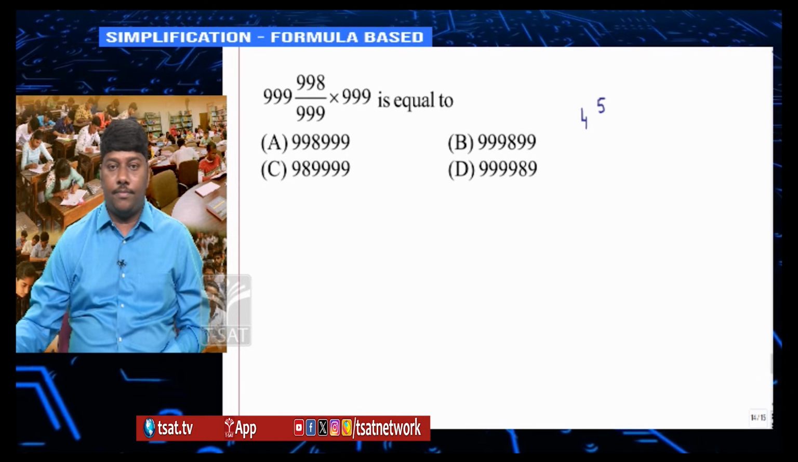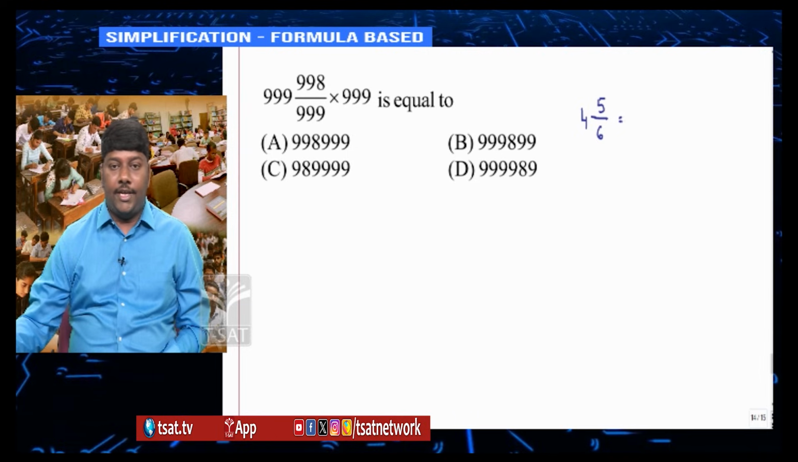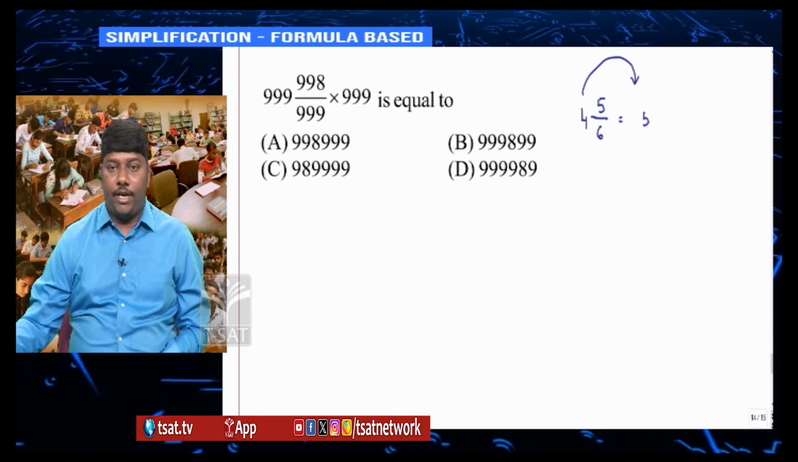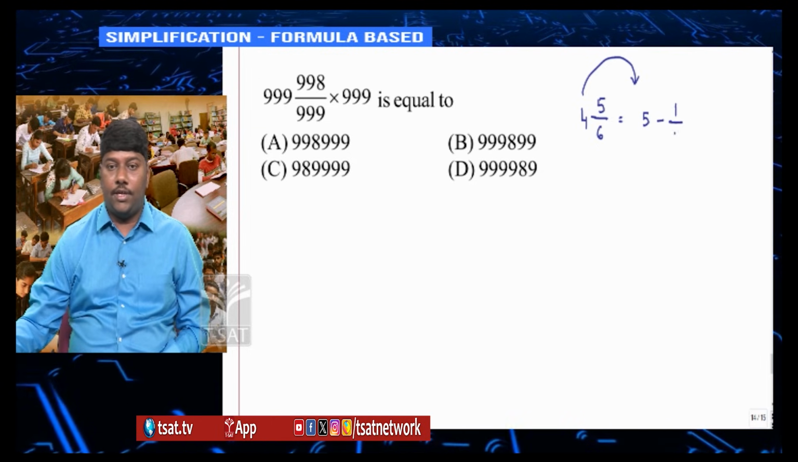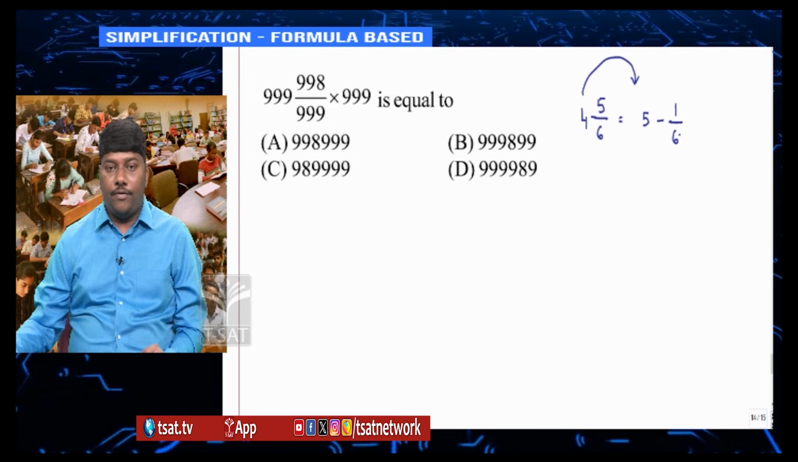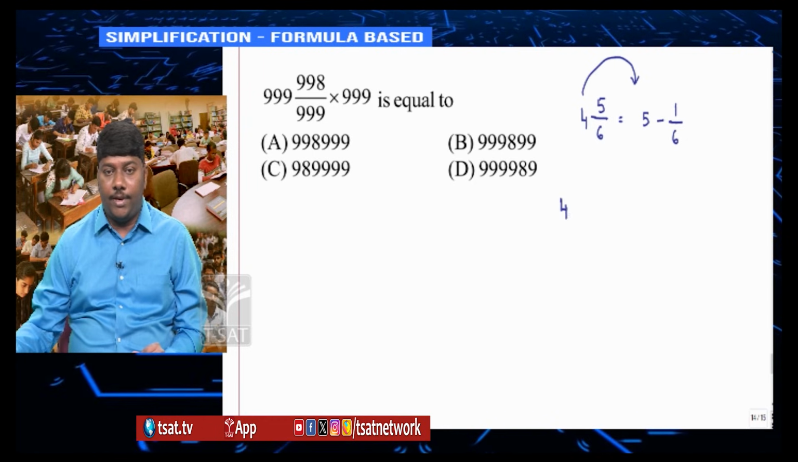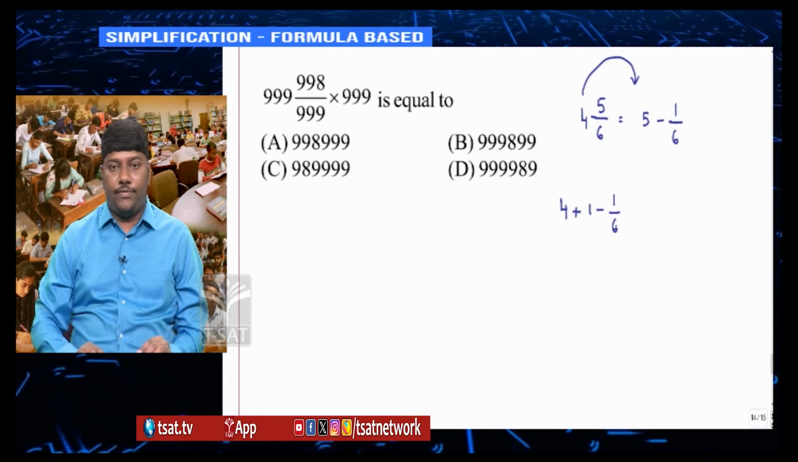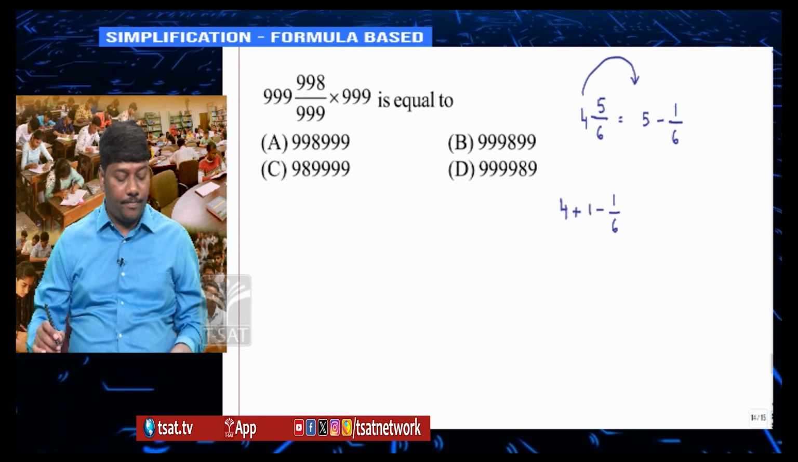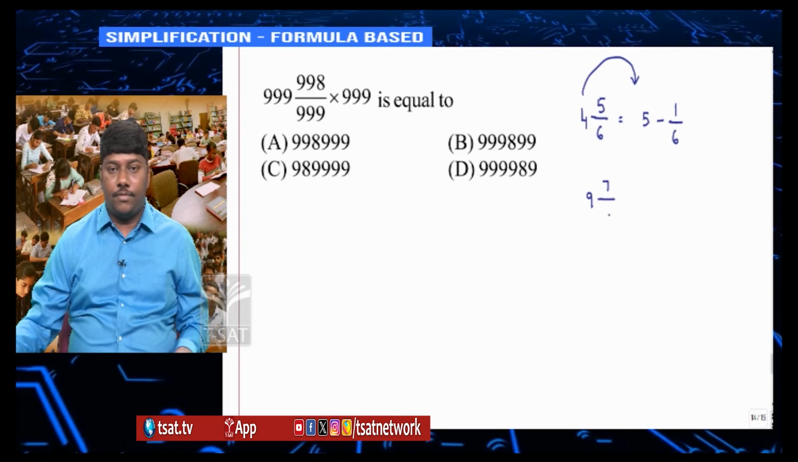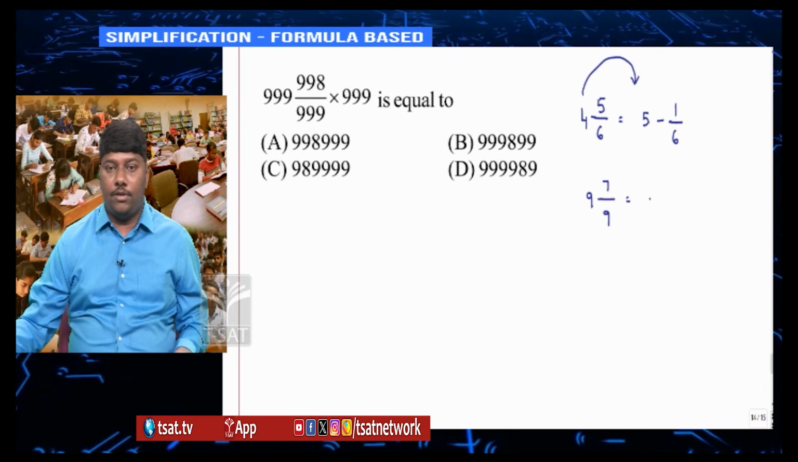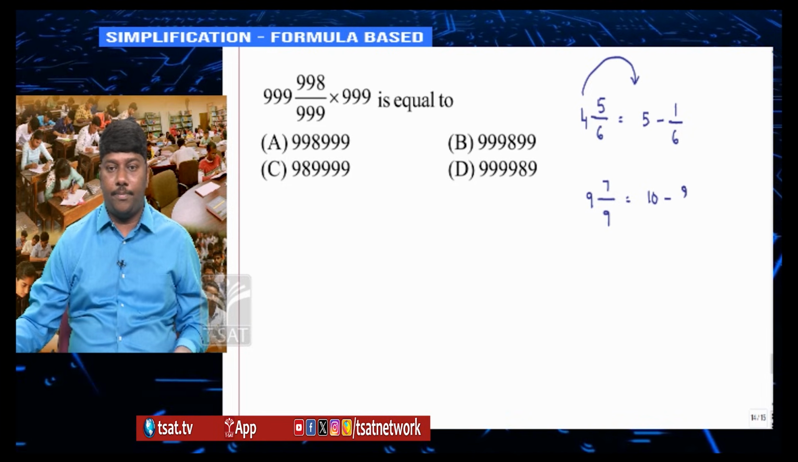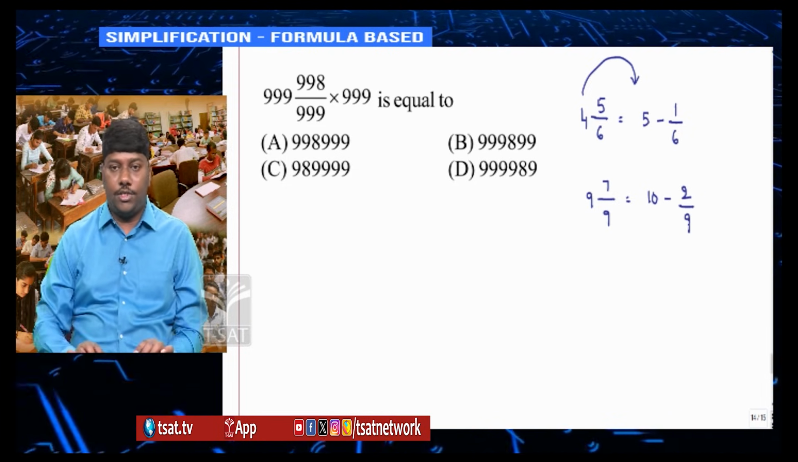4 5 by 6. The next term or the next consecutive number after 4 is 5. From 5 you can subtract 1 by 6 in order to get 4 5 by 6. If I make it simple, this you can write 4 plus 5 by 6. 5 by 6 can be written as 1 minus 1 by 6. Now 4 plus 1 is 5 minus 1 by 6. So just remember like that. 9 7 by 9. What is the term after 9? You know, after 9 it comes 10. How much you need to add to make it 1? 2 by 9. Therefore subtract 2 by 9. This is how you can write.